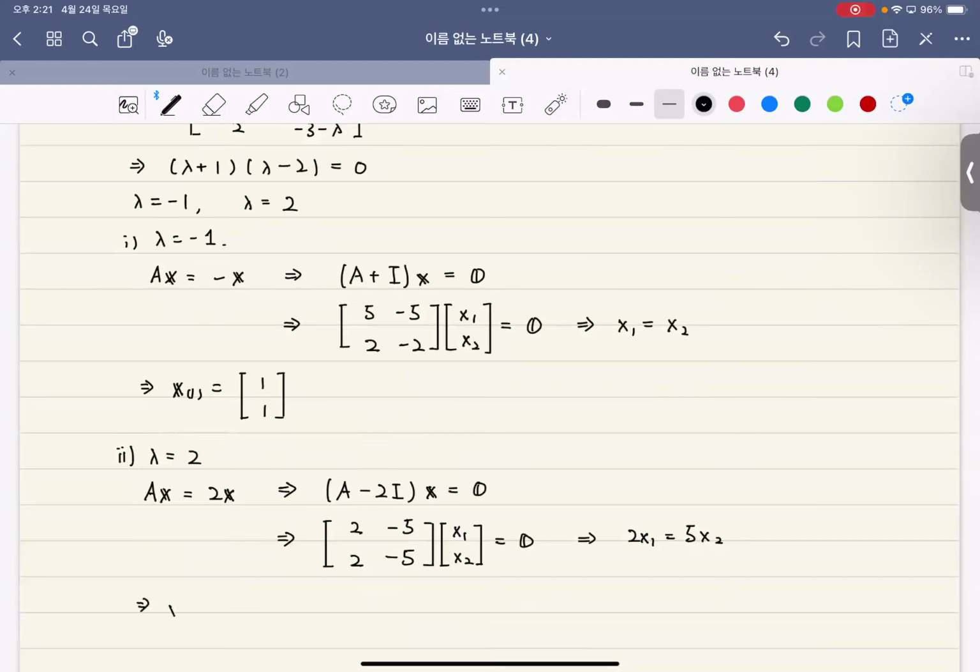Therefore, the second eigenvector, of the eigenvalue 2, is this. Here I have the freedom to choose x1 and x2, but I guess the easiest pair of numbers satisfying this relation is going to be 5 and 2. So this is an eigenvector of eigenvalue 2, and the earlier one was for eigenvalue minus 1.